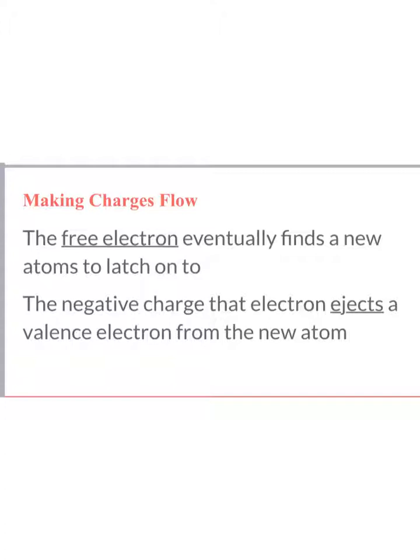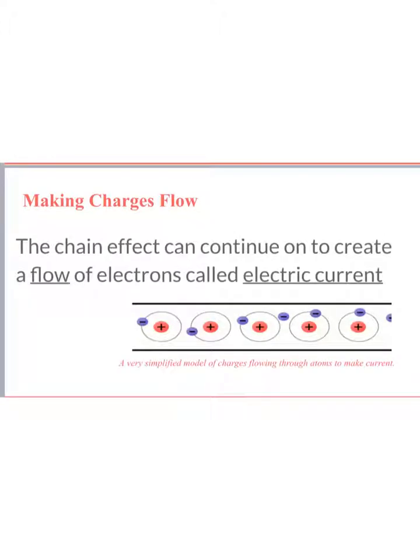And when that electron attaches to this new atom, the negative charge of that electron ejects or pushes off a valence electron from the new atom. And then that new electron floats around and is a free electron, finds another atom to join, and forces another valence electron off of its shell. So this effect is called charge flow.